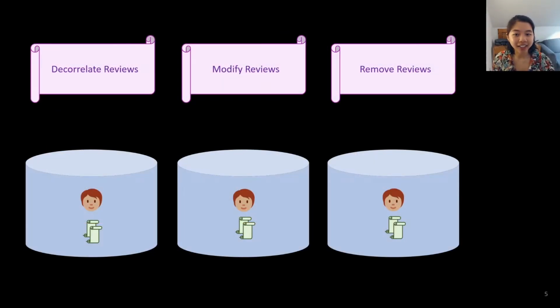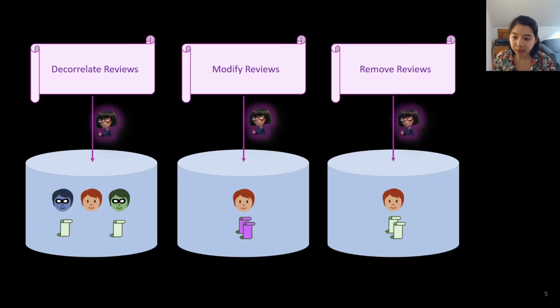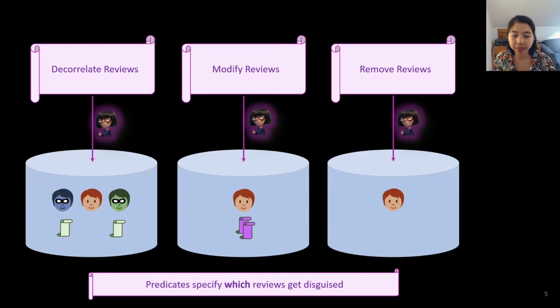Disguise specifications build on the key observation that most desirable privacy transformations rely on three basic transformation operations, namely the decorrelation, modification, and removal of objects. Decorrelation of an object, such as the review, removes references from the object to its owner. The reviews still hang around, so in order to keep referential integrity, the disguising tool creates placeholders as the new owners. Modification of an object changes object attributes, for example, columns in a database table, and removal of an object deletes it. These transformations in the disguise specification are paired with predicates that specify which objects get disguised.